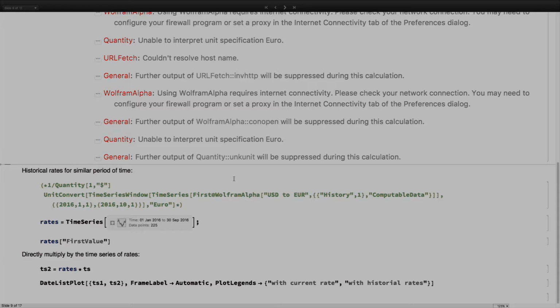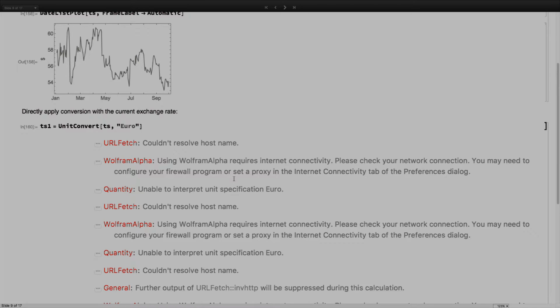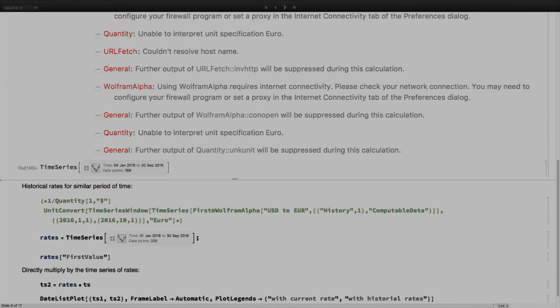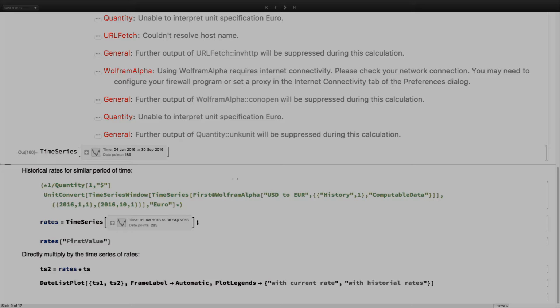Are you using the current conversion rate, or do you use the conversion rate of that particular case? No, so my point is that if I use unit convert directly, like you see here, on the time series and euro, it's going to try to connect to the server, pull the current conversion rate, and then apply it to the whole time series. It is somewhat useful if you have, for example, a current value and you want to convert that. But what I would like to point out, and I think is important for this type of analysis, is to actually pull the historical conversion rate.